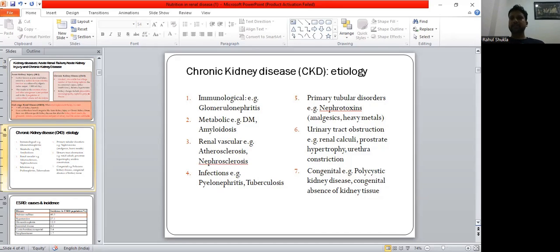Then obstructive causes like renal calculi, prostate hypertrophy, then urethral constriction, leading to retention of nitrogenous waste products and ultimately leading to chronic kidney disease. Then several congenital causes are also there, like polycystic kidney disease and congenital absence of renal tissue.